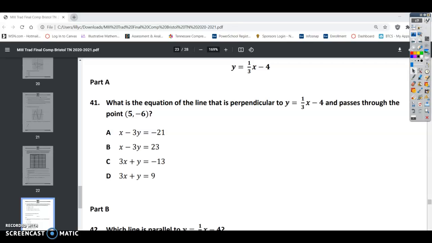Math 3, final benchmark, question 41. What is the equation of a line that is perpendicular to y equals 1/3 x minus 4 and passes through the point 5, negative 6?